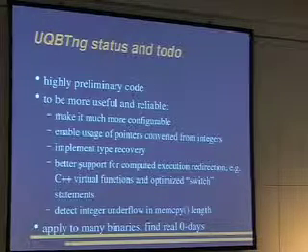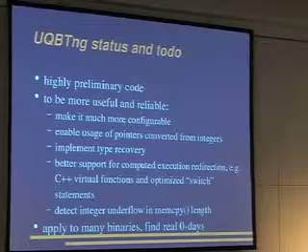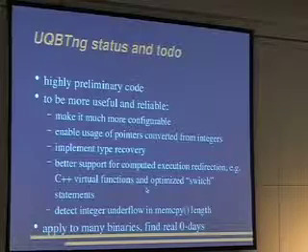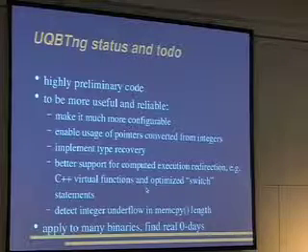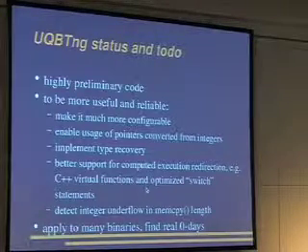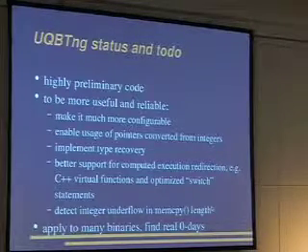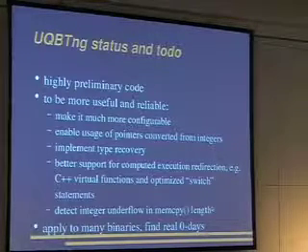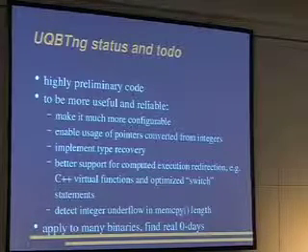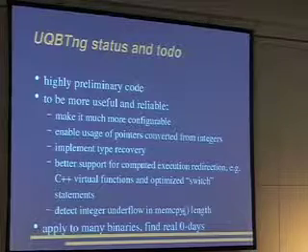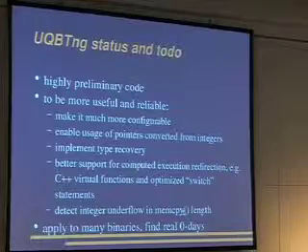Another important thing is better support for computed execution redirection, like C++ virtual functions or optimized switch statements. Because again, in such cases, it may be hard for a model checker to grasp the execution flow correctly. And some simple things could be added, like detecting integer underflows in memcpy length, because currently I only check for overflows in memory allocation. Integer underflow can happen in the calculation of the memcpy length, right? This is a complementary issue, but it could be added in a pretty straightforward way.